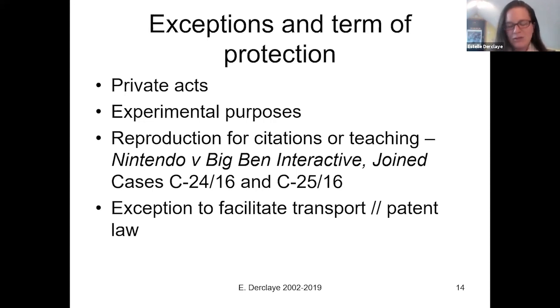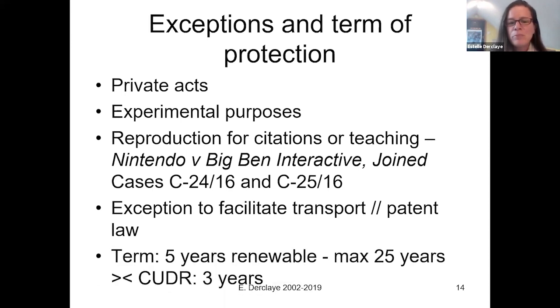There wouldn't be an infringement of the design. And the term of protection is 5 years, and it is renewable. So your registered design right is for the first time registered only for 5 years. You cannot automatically register it for more than 5 years, and you have to renew it every 5 years.